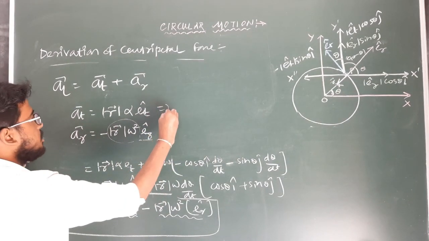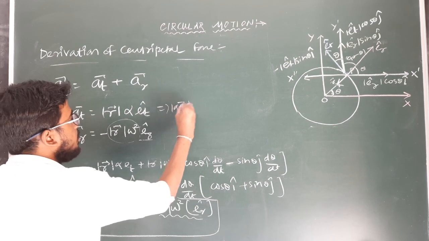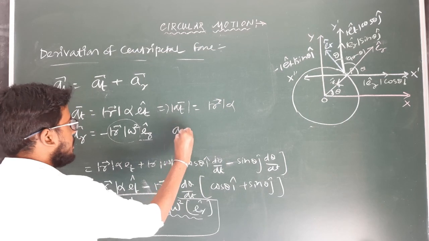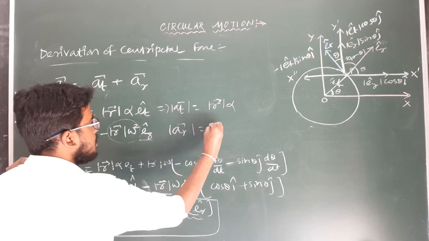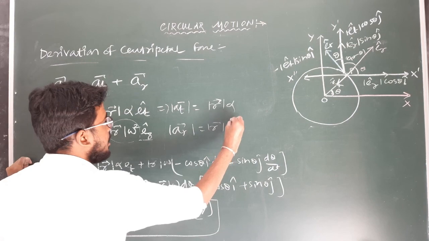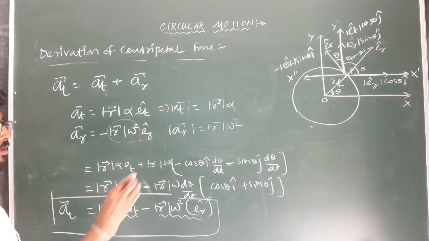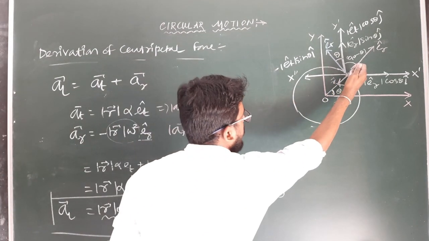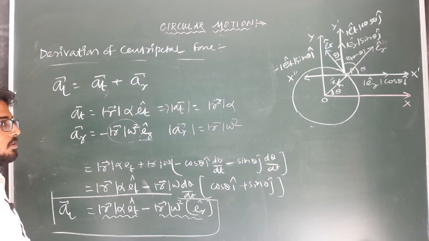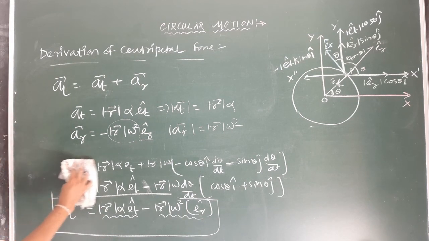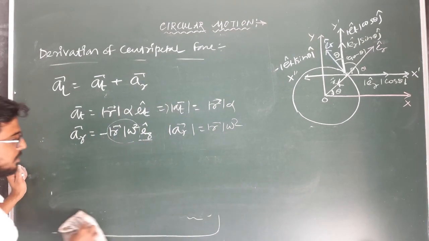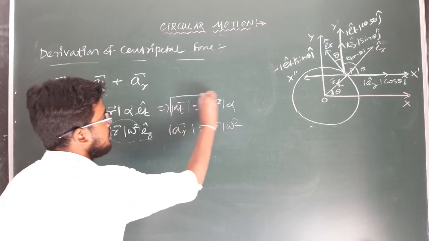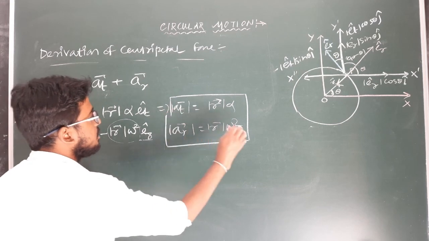Clear? So its magnitude, a tangential magnitude will become how much? |R vector| alpha, and the magnitude of a radial will become how much? |R vector| omega square. Clear? Which is opposite to what? The direction of radial vector, or towards the center along the radius. Clear? So if the body is executing uniform circular motion, so here we will get this is the tangential acceleration r alpha and this is the radial acceleration r omega square.